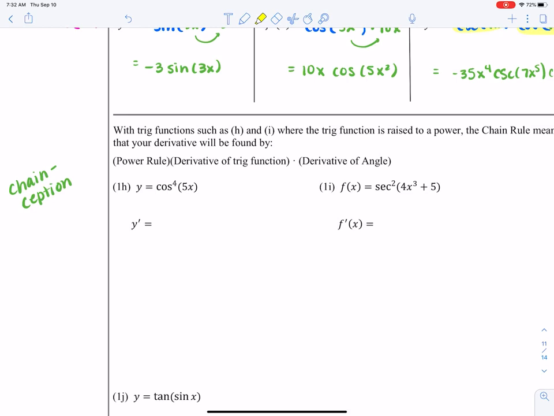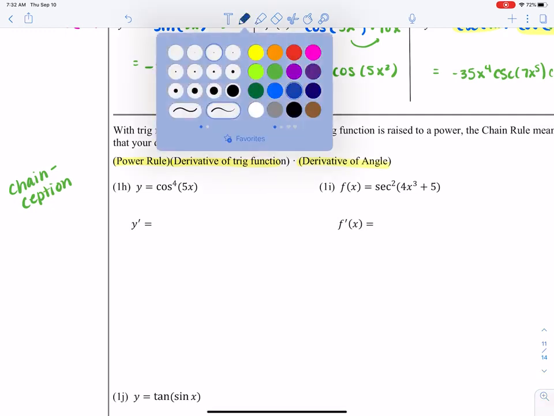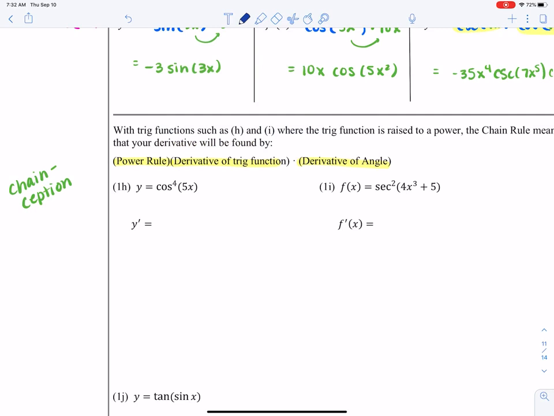And so in general, we're going to do power rule, then we'll do the derivative of the trig function, then we'll do the derivative of the angle. I want to remind you before we begin that when we put powers on trig functions, like for example, if I have cosine x and it's all to a power of 4, we write the power of 4 right there. But this is not the same thing as cosine of x to the 4th, because the 4 is on the x instead of the cosine.